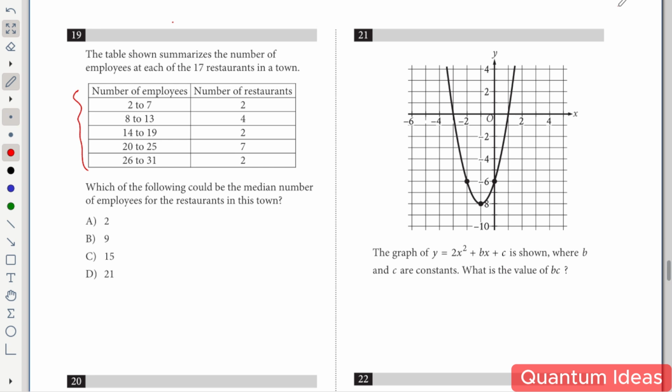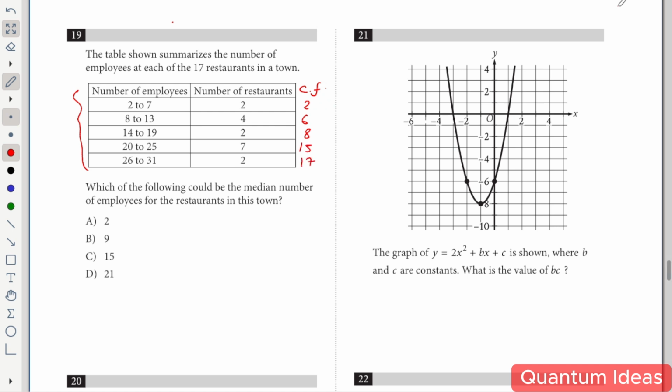So to solve this, you can find the cumulative frequency. So write 2 plus 4 is... that's not 8, 2 plus 4 is 6. 6 plus 2 is 8. 8 plus 7 is 15, right? 15 plus 2 is 17.